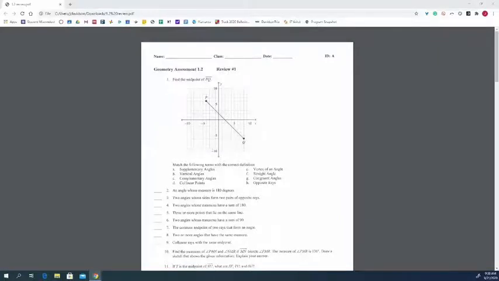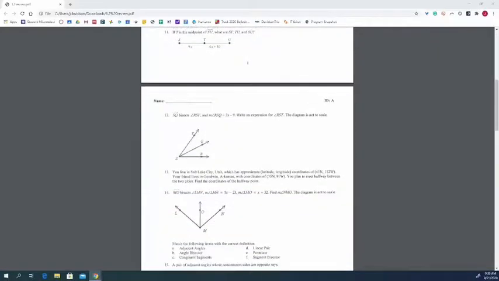Scroll down here. Number 12. Okay, I use the word bisects. The word bisects means just splits it in half, where those halves are equal. Kind of a key here. So SQ bisects TSR, which means these halves are equal. RSQ right here is 3x minus 9.